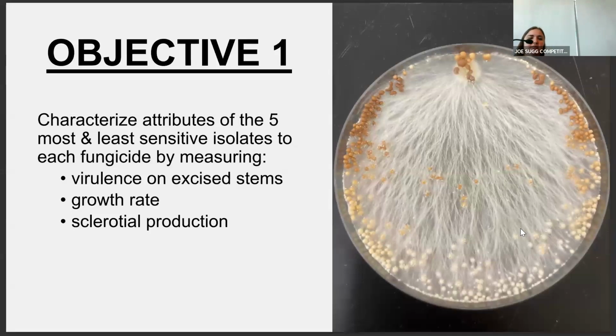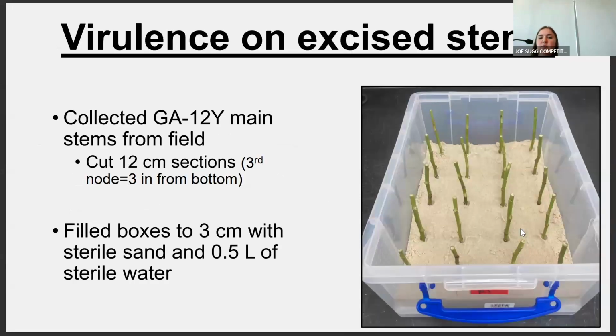So my first objective was to characterize the attributes of these different isolates by looking at the virulence on peanut stems, their growth rate, and sclerotial production. So we'll start with my stem assay. I collected Georgia 12-line main stems from a field in Tipton, Georgia, and cut them in 12-centimeter sections to where the third node was always 3 centimeters from the bottom. I put them in boxes and filled it with sterile sand and half a liter of sterile water up to that third node.